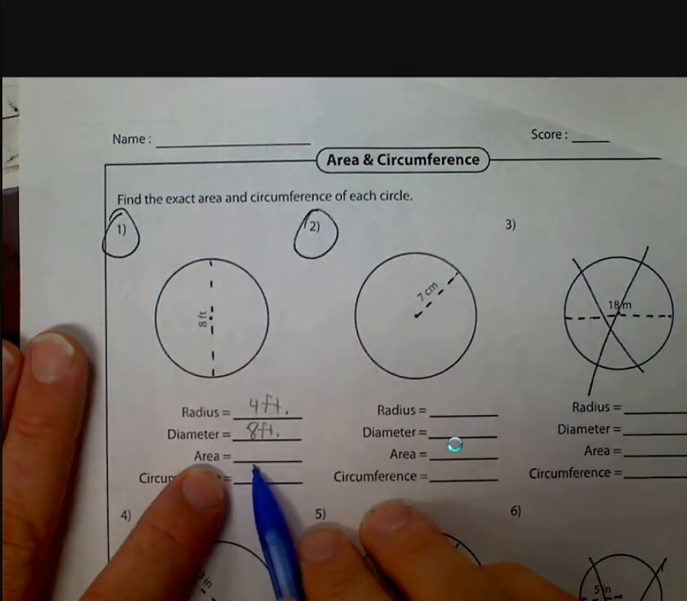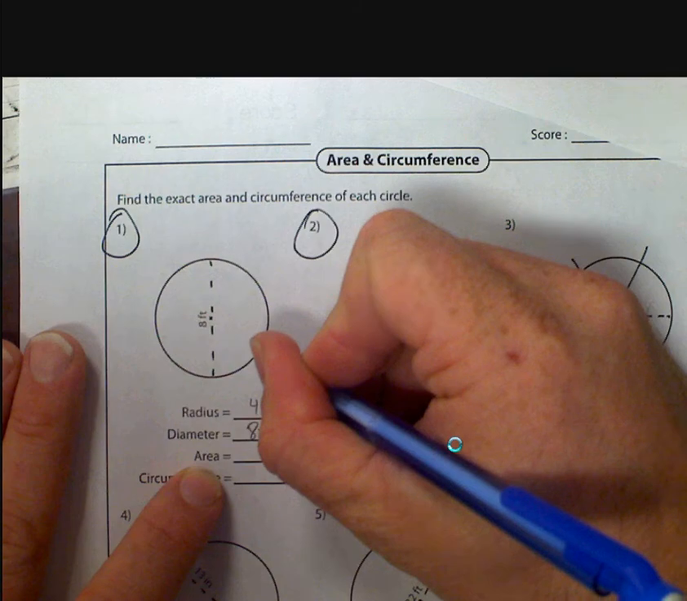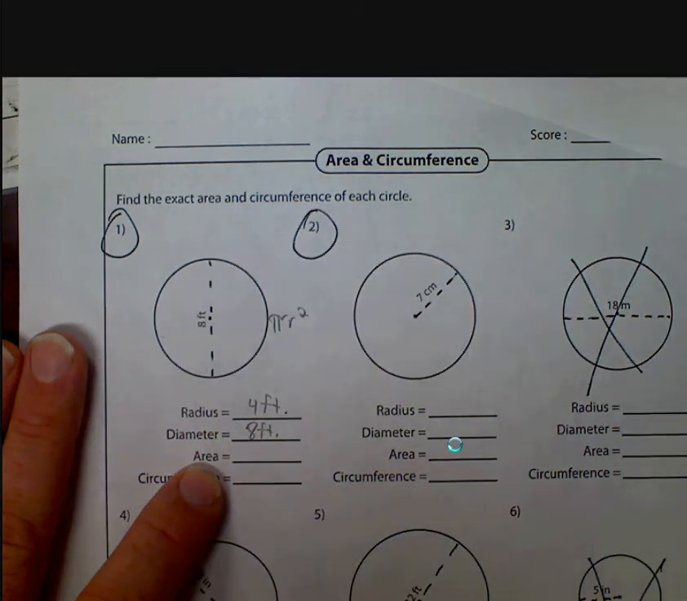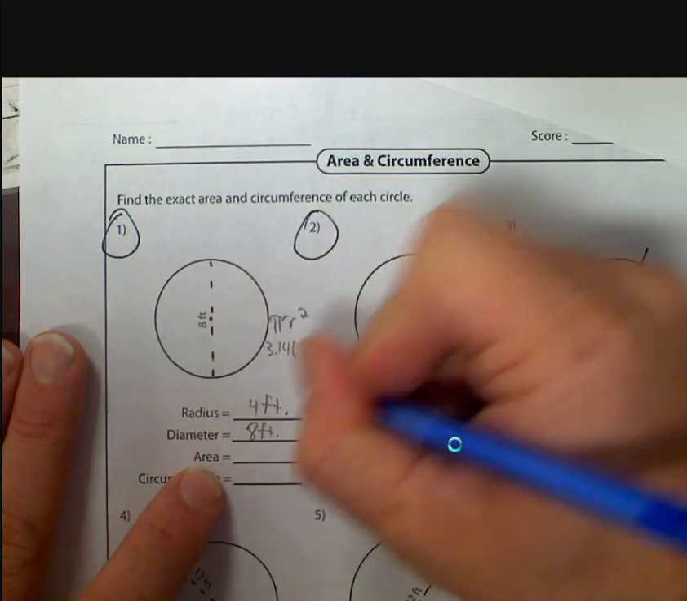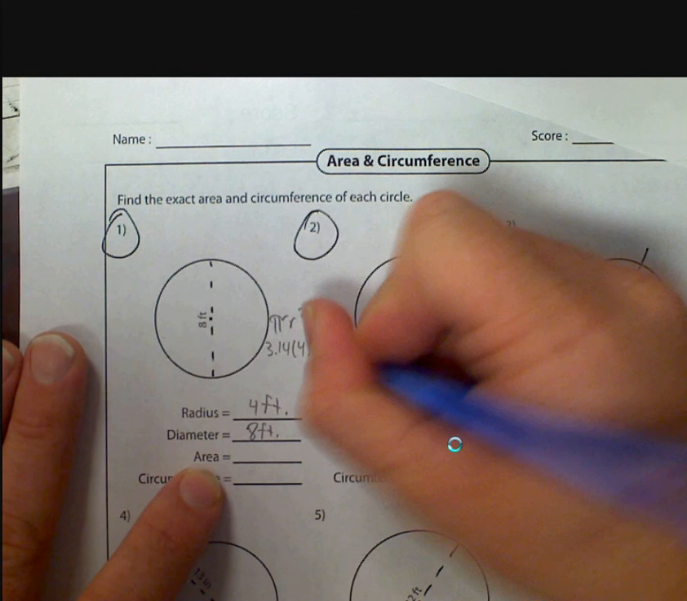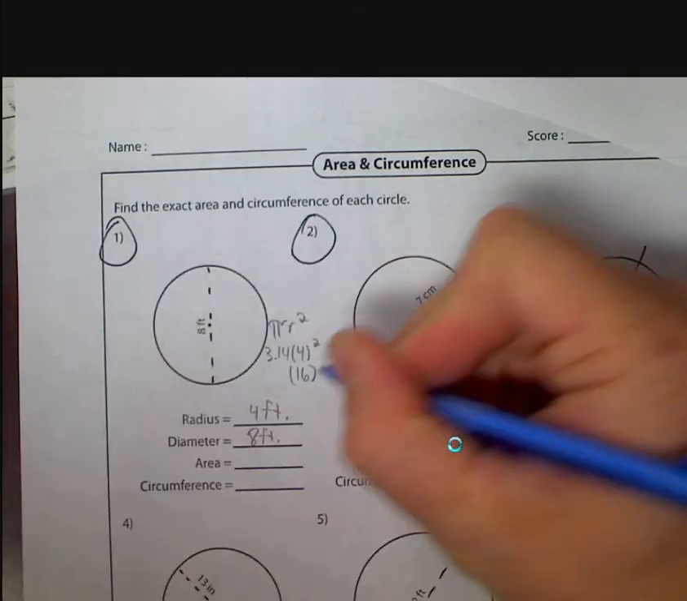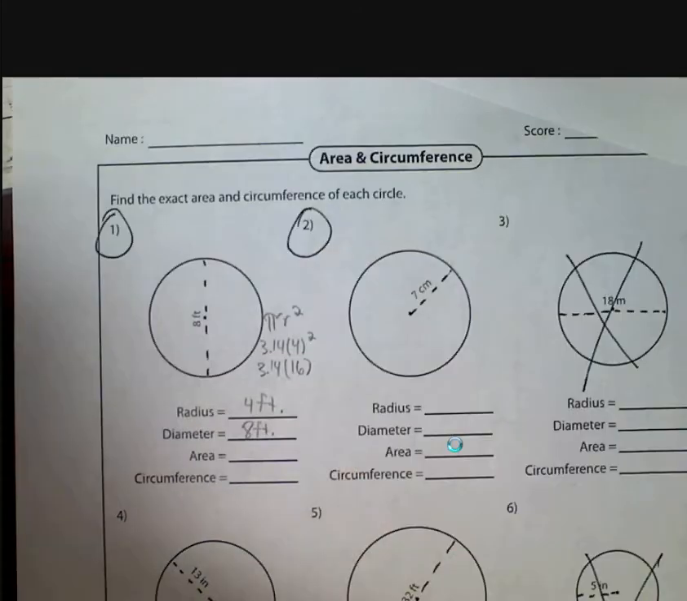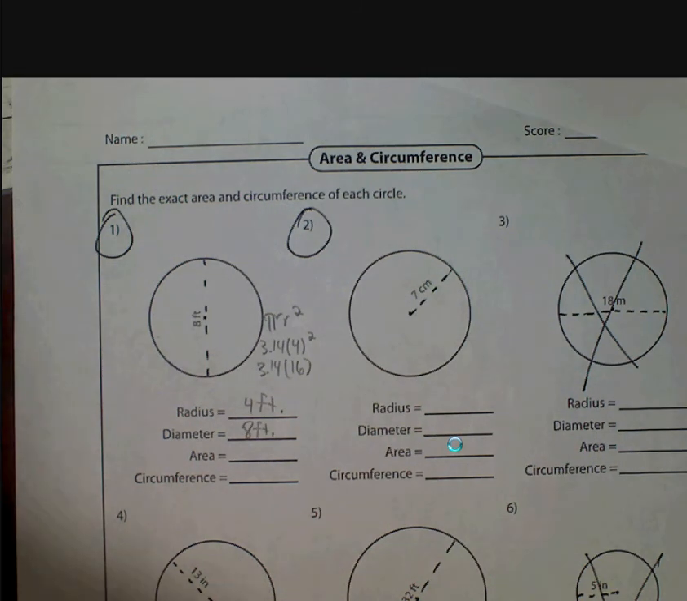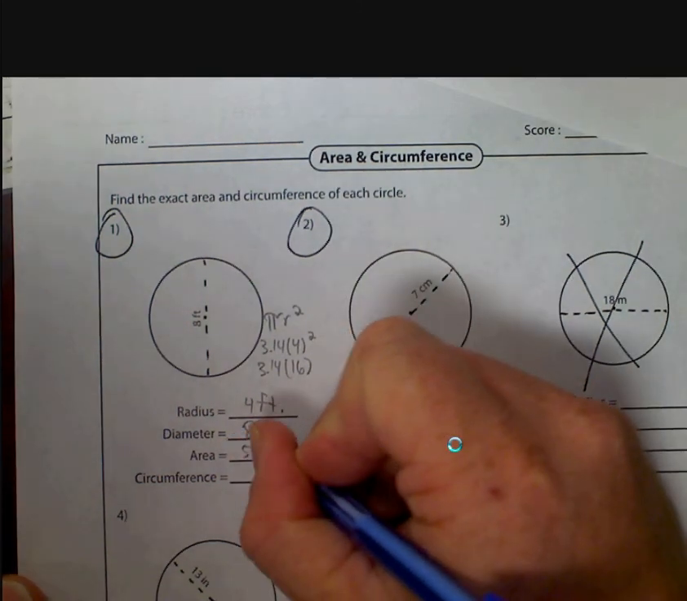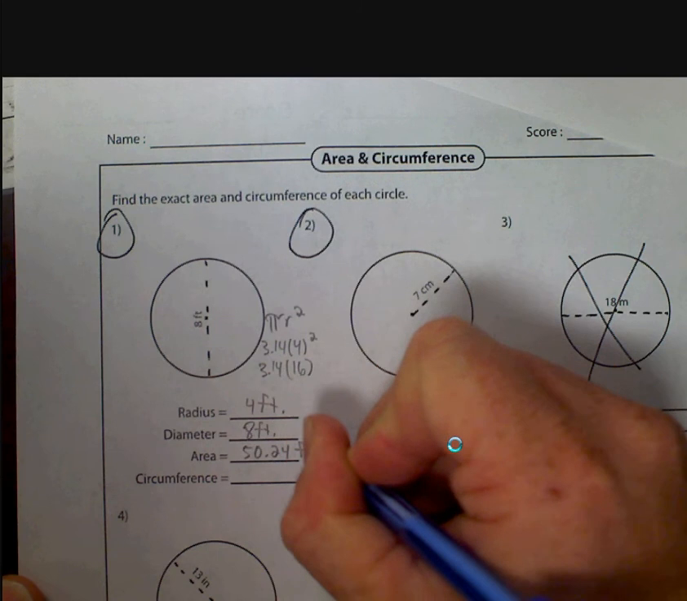In order to find the area, I have to use pi r squared. I know pi is 3.14, my radius is 4 squared. So 4 squared is 16. 16 times 3.14, I get 50.24. 50.24 feet squared.